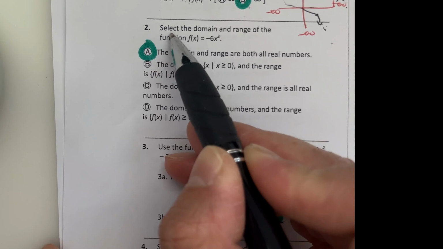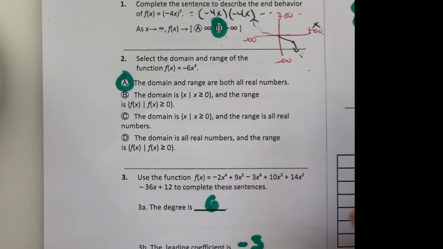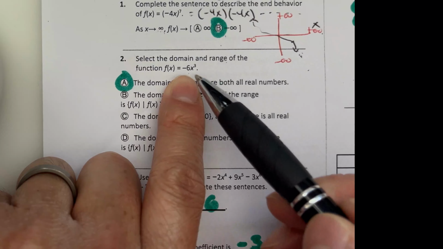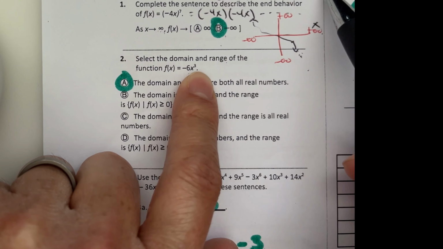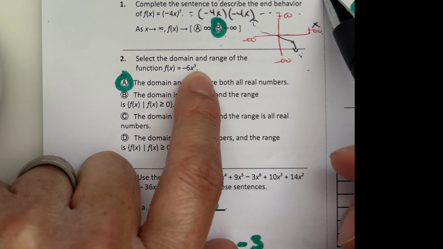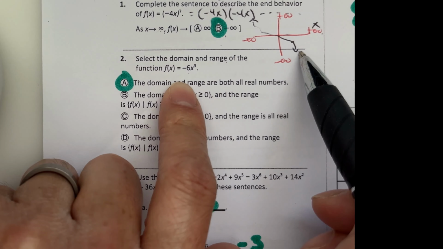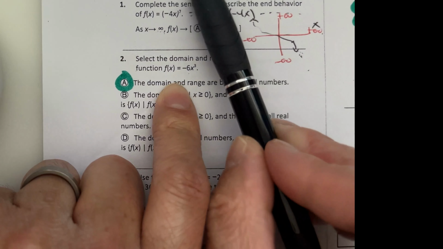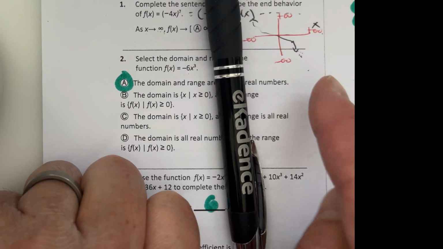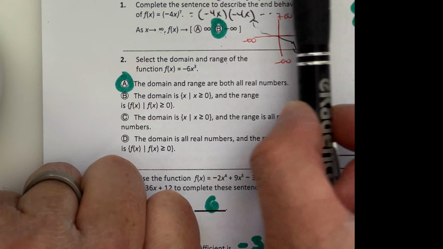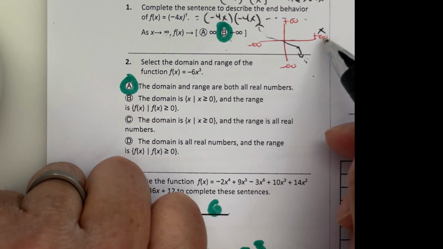Number 2, select the domain and the range for this. Now, we actually have this kind of graph on this one. Negative leading coefficient, negative degree polynomial. So my graph looks like this. So remember, the domain is left to right. Can I pick all the negative numbers? Yeah, because the arrow is going this way. Can I pick all the positive numbers of x? Yes. So that's all real numbers for the x number line.